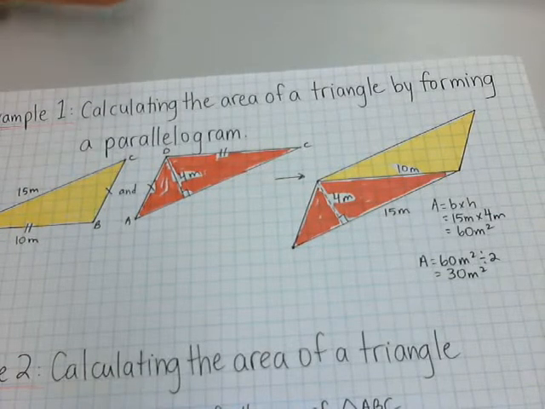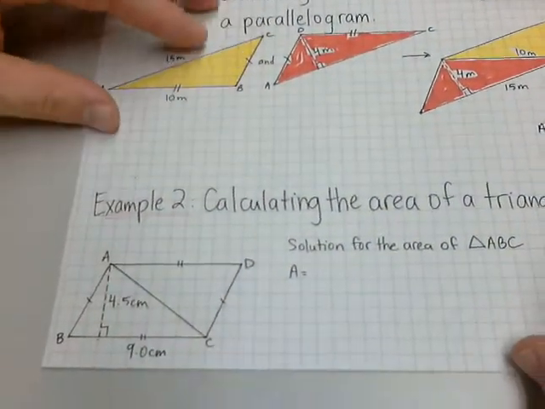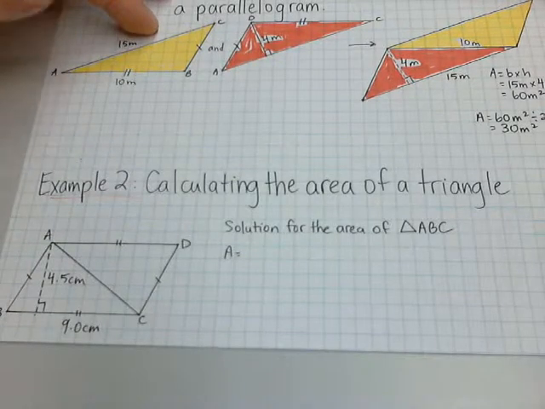Now there's a divide by 2, and I'm pretty sure that the formula for the area of a triangle shouldn't be anything new. I'm pretty sure you guys did it last year. And so what we're going to do is move on to this second example, which is calculating the area of a triangle, just using the formula.